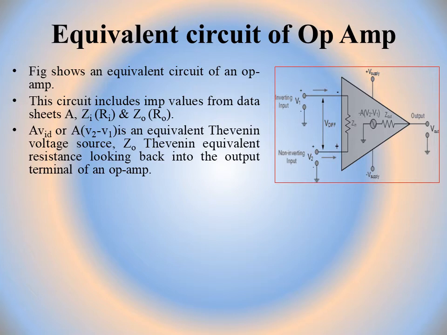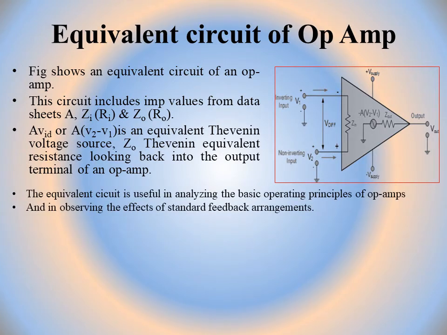So this circuit includes important values from data sheets, that is A, Zi and Zo. Zi and Zo are generally referred to as input impedance and output impedance. In normal terms we can use input resistance and output resistance. A VID, or A times V2 minus V1, is an equivalent Thevenin voltage source. Zo is the Thevenin equivalent resistance looking back into the output terminal of the op-amp. So this is the equivalent circuit of an op-amp.